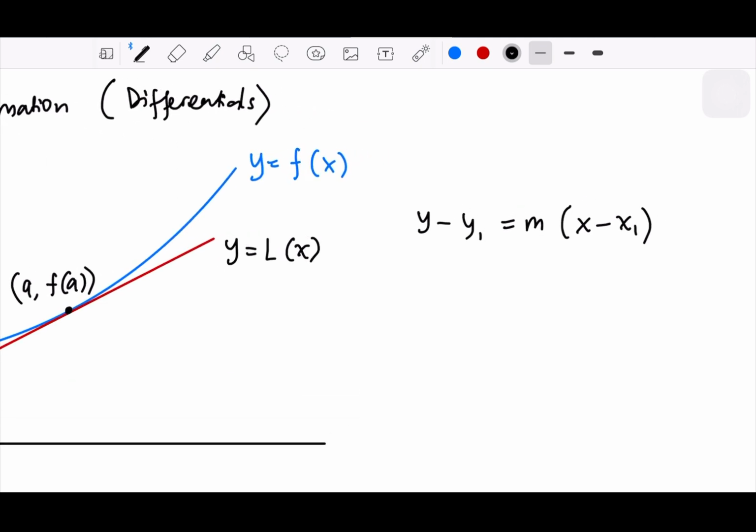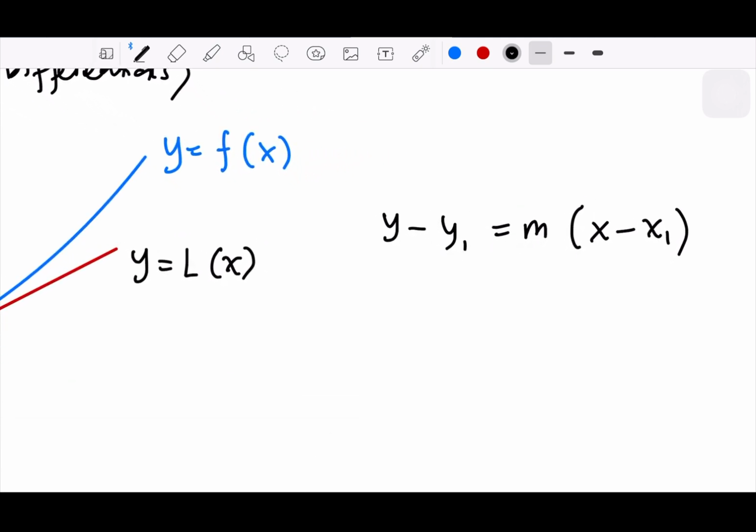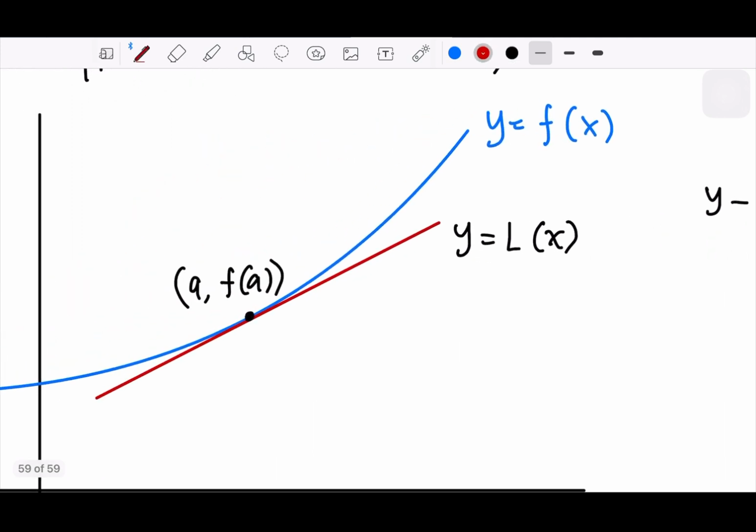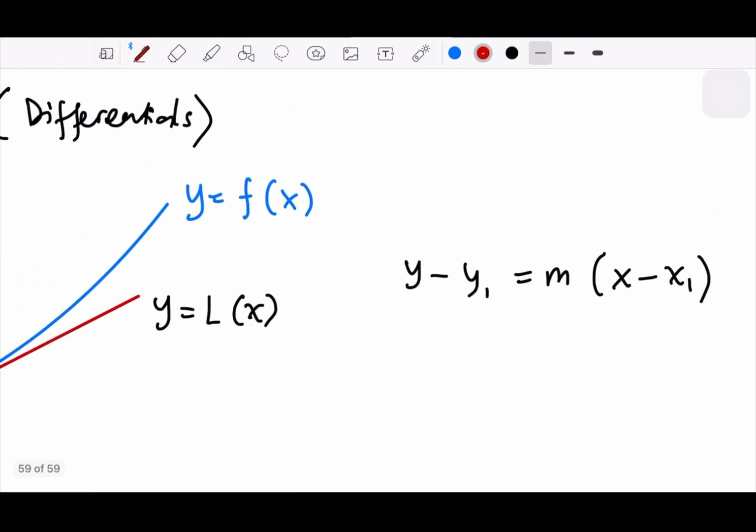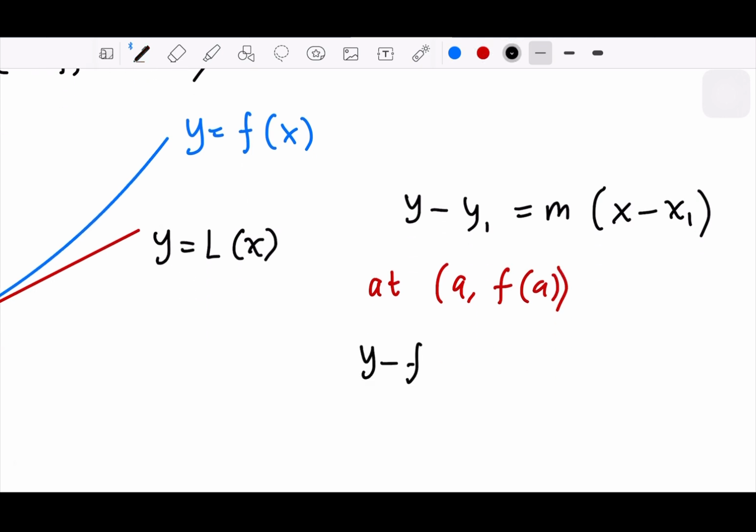And if we check here, if the point is at A, f of A, this is x, y, right? So we are going to have y minus f of A equal, we know that the slope is our tangent, which is our first derivative, right? Okay, that should be clear. So we can write this as f prime at x equal A. I hope you don't get confused here. And then x minus A.